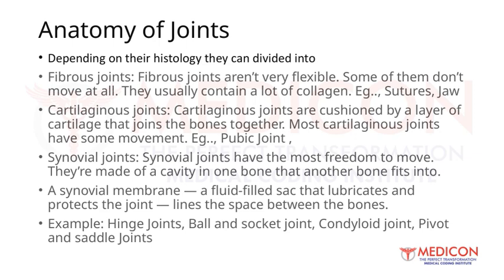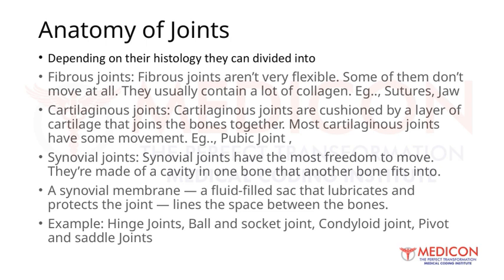First, we have fibrous joints. These joints aren't very flexible at all, and some of them don't move whatsoever. They usually contain a lot of collagen, which gives them strength and stability. An example of fibrous joints would be sutures in the skull or the joint in the jaw.